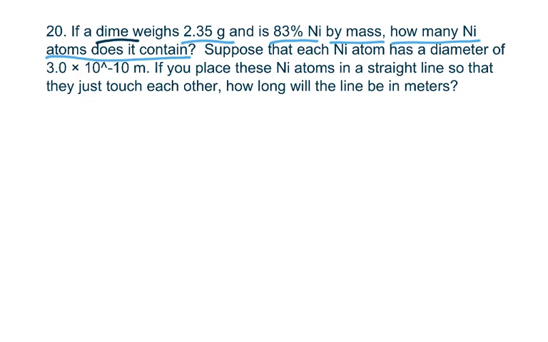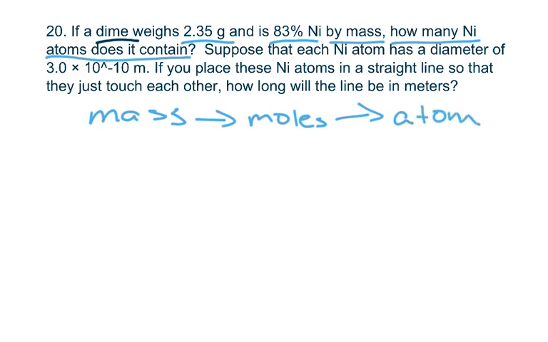So we have a single dime, some coin, right? 2.35 grams of it. It's 83% nickel by mass. So we can go directly from mass. Ultimately, we're going to have to go to moles, because that's where we have to go, and then from moles to atoms. There is no direct path. If you think of my concept map of Mole Island, there is no direct path from mass to atoms. We have to go mass to moles, moles to atoms.